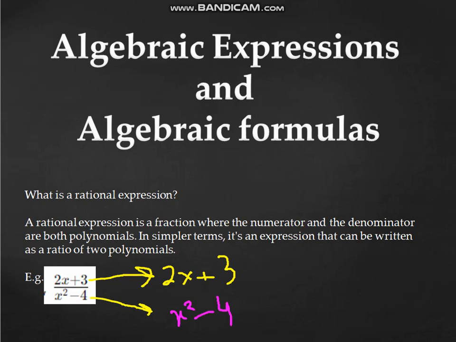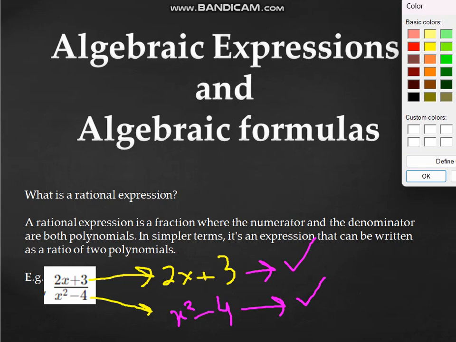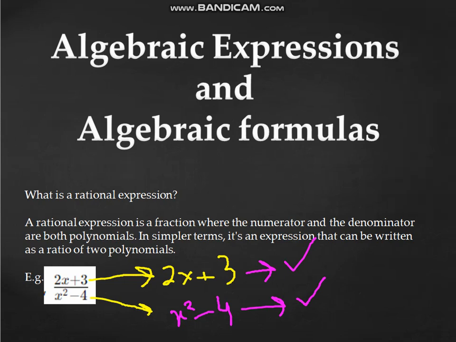Okay. So is this a polynomial? Well, yes, it is a polynomial. And is this a polynomial? Well, it is also a polynomial. So you just write it in a fraction form, and you'll get a rational expression, which will obviously not be a polynomial. This whole expression will be a rational expression, but not a polynomial.